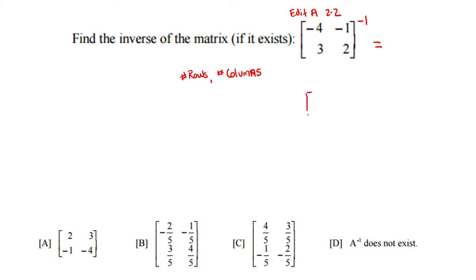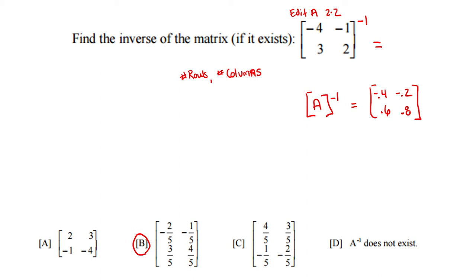So you're going to want this in your calculator. If you hit enter, you should have 0.4, negative 0.6, negative 0.2 and 0.8. So you need to convert each one of these into fractions, and if you convert each one of these into fractions, you'll get B.